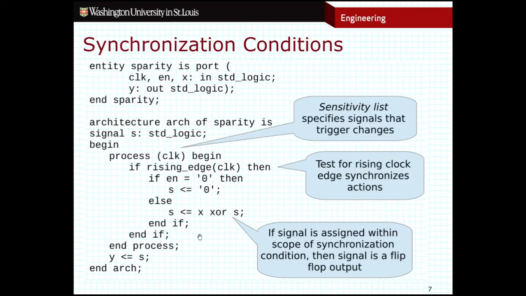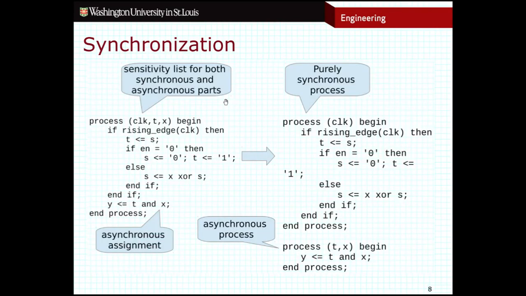Just to drive that point home, we can take a look at some examples of different processes that contain synchronous and asynchronous logic. So on this particular slide, you see on the left-hand side, my sensitivity list contains the clock, but it also contains some other values, T and X, right? And so here is my if rising edge clock statement that says this is going to be synchronizing my logic circuit. I'm going to have at least 2 flip-flops, it looks like, one for T and one for S. I have signal assignments to T and S within this rising clock edge part of the cycle, so I'm going to need at least 2 flip-flops.